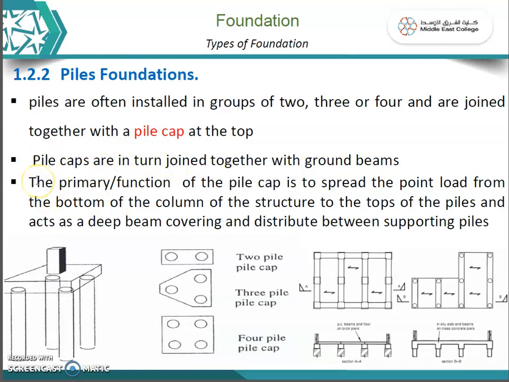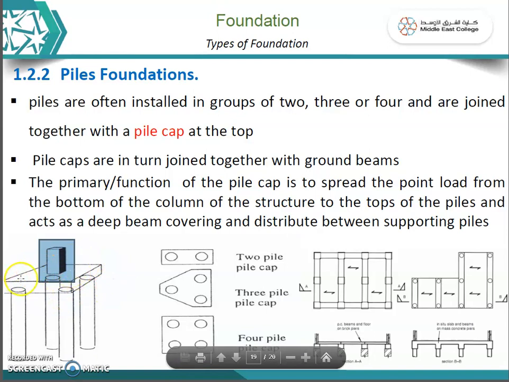The primary function of the pile cap is to spread the point load. You can see the primary function is to spread the point load from the bottom of the column of the structure to the top of the pile. So the column load is transferred to this pile cap. The pile cap transfers the loads equally to all piles and acts as a deep beam, distributing the load between the supporting piles.